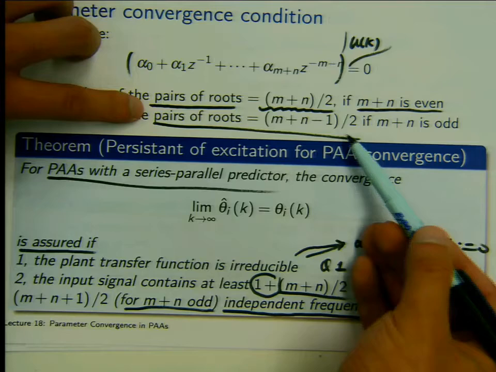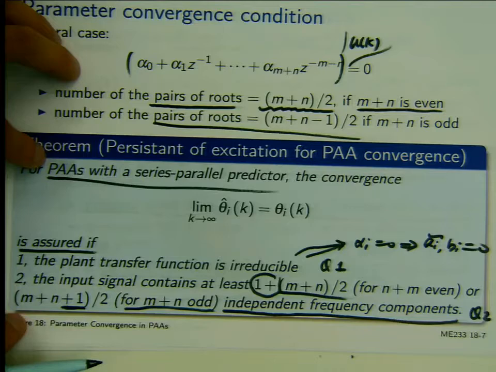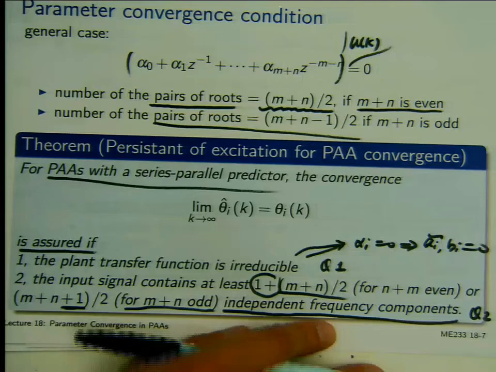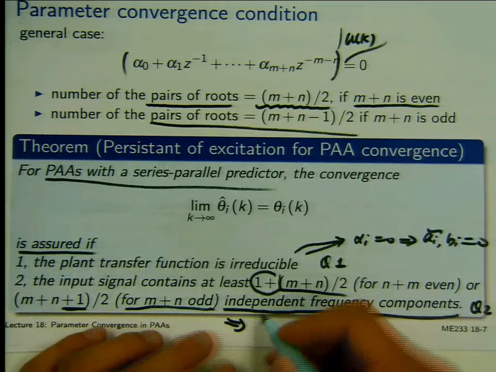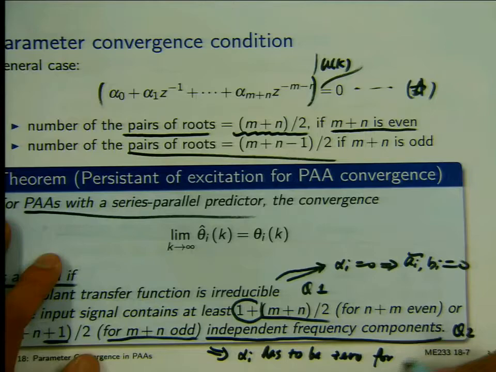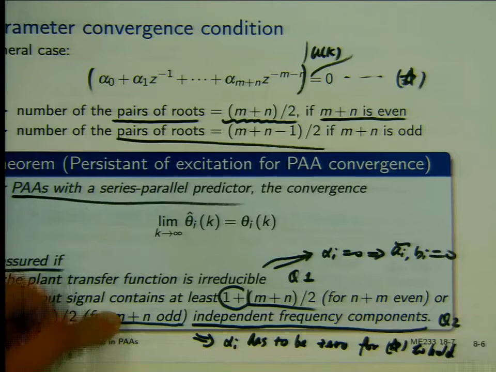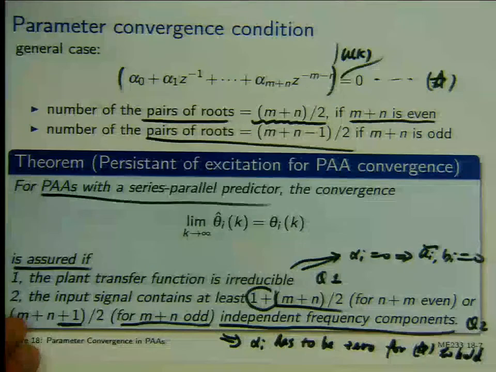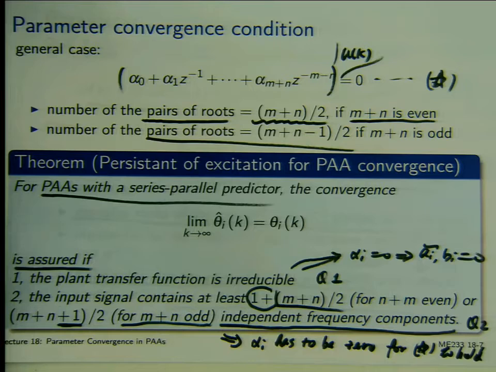That is (m plus one) divided by two, this number of independent frequency components. If this is satisfied, then this answers our question two. It's saying alpha I has to be zero for equation star to hold. So this is the convergence condition for SP predictors.